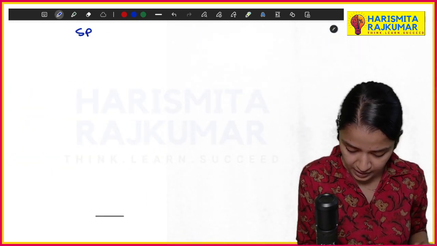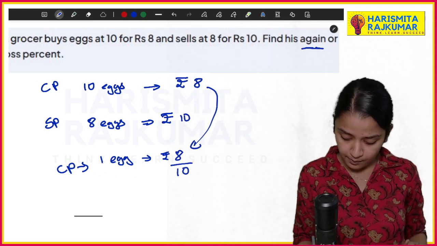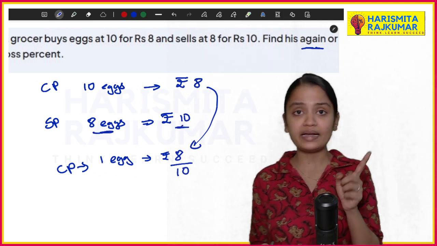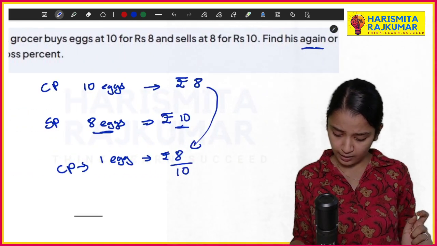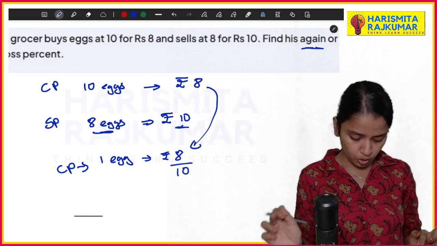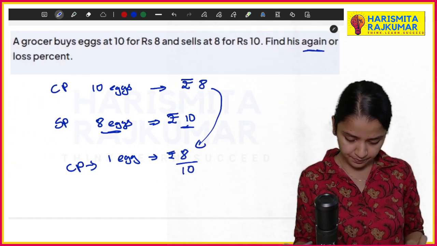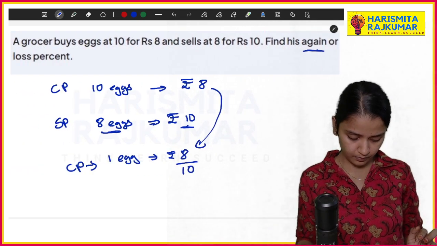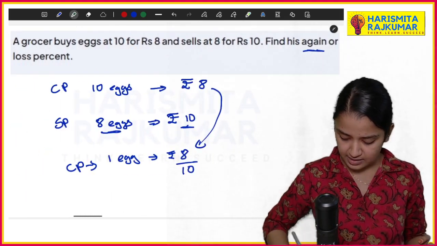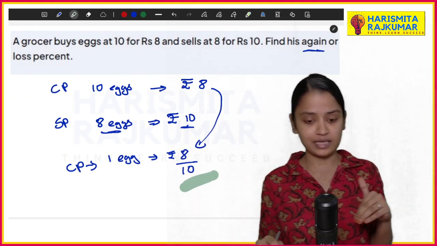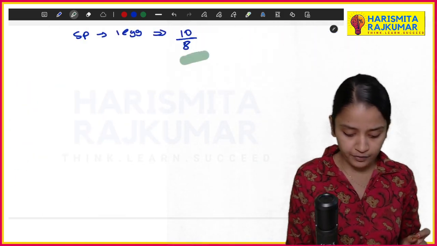Same way, what is the SP of 1 egg? That is nothing but 10 by 8. So 8 eggs is 10 rupees, and 1 egg is 10 by 8. Now let us see whether it is profit or loss. When you compare, 8 by 10 comes less than 1, but 10 by 8 comes greater than 1. So definitely it is a profit percentage.